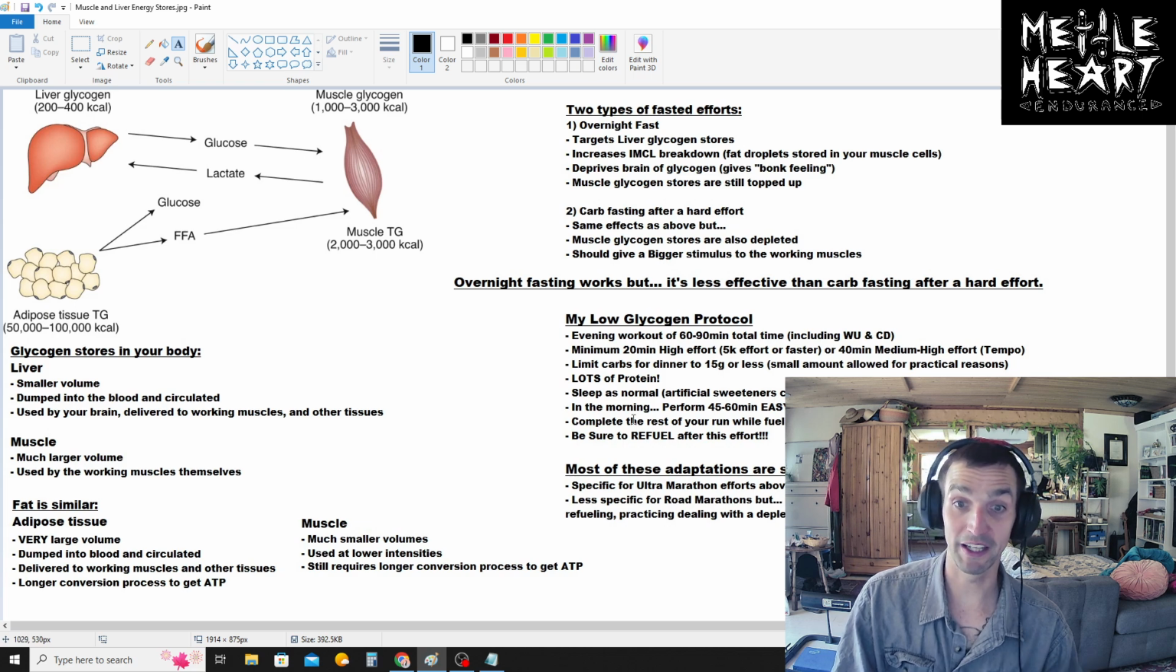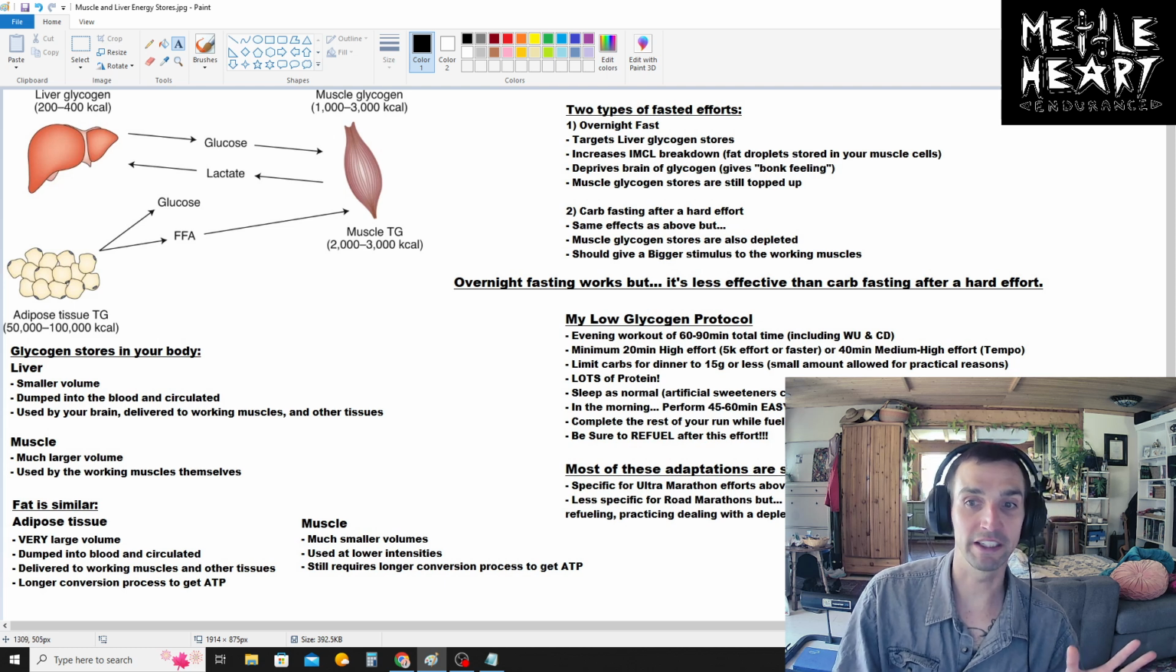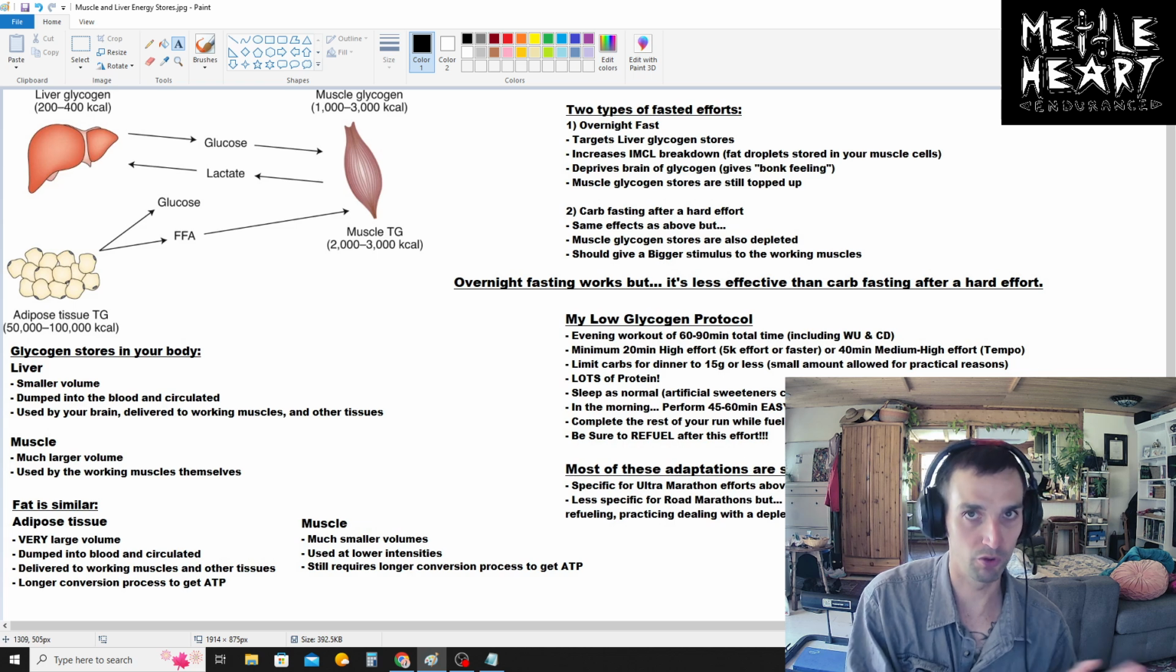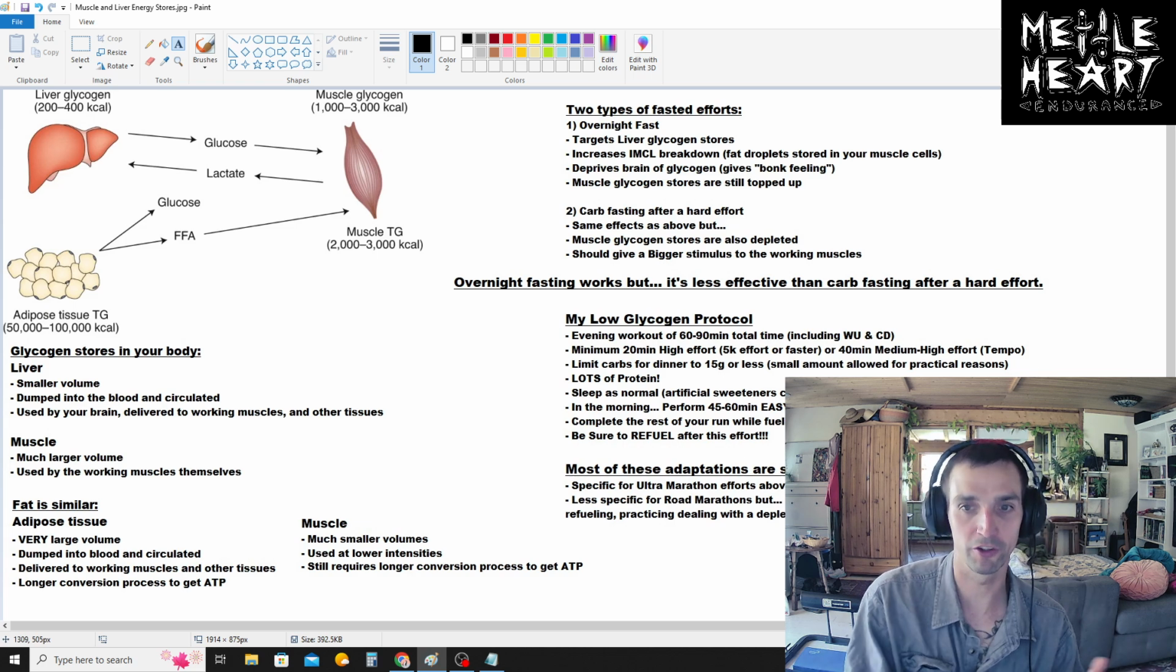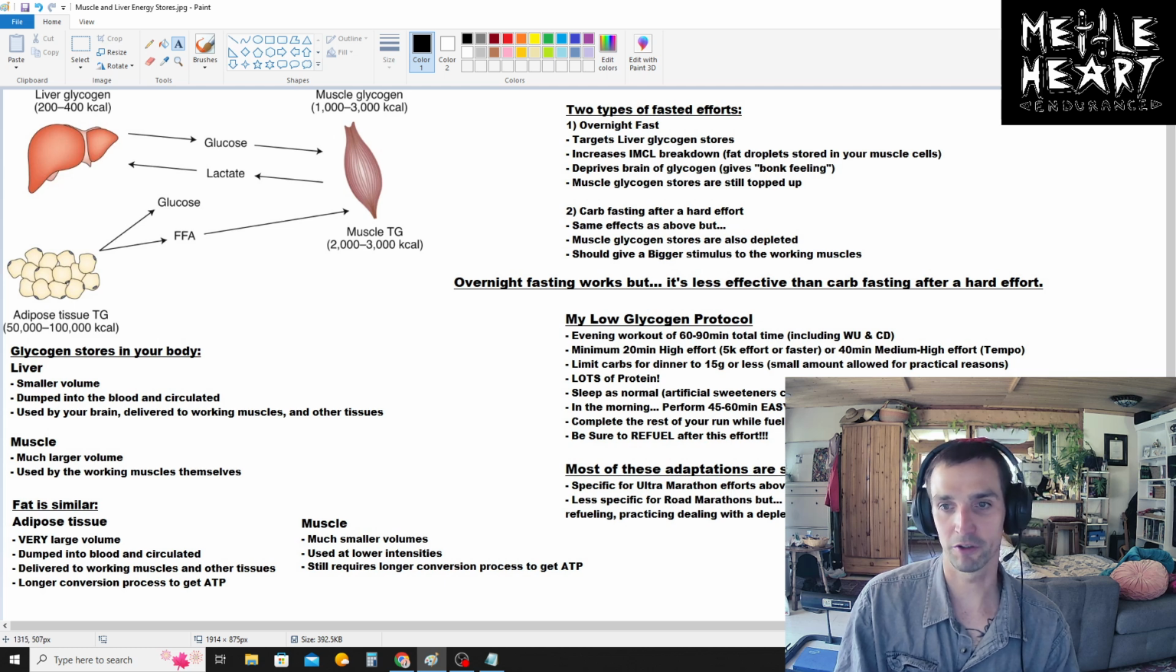So you want to sleep, and then in the morning you're going to go out for like 45 minutes to an hour, easy, without fueling. No fueling before, no fueling during, easy effort. And that's if you're training for a marathon. If you're training for an ultra, you could push up to 90 minutes. I've done 2 hours fully fasted like this before, and it sucks.